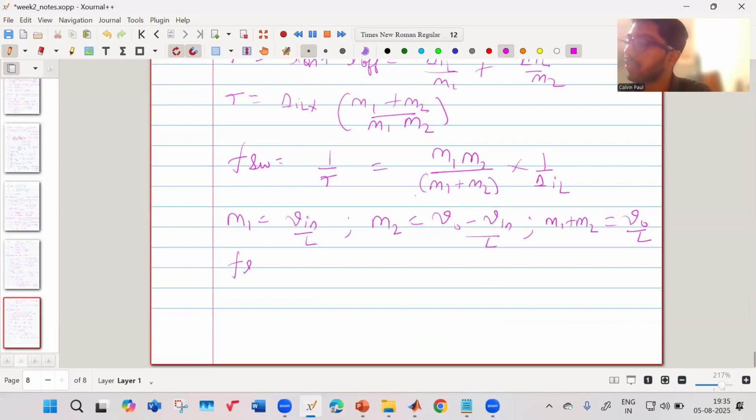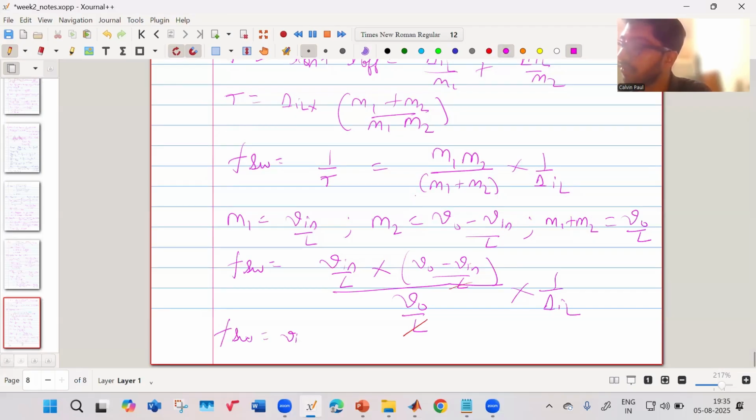So your switching frequency is equal to M1 is V in upon L. M1 plus M2. So M2 is V output minus V in upon L. M1 plus M2 is V output upon L into 1 upon delta IL. So 1 L gets cancelled. So your switching frequency expression is what? V in into V output minus V in upon V output into 1 upon L into 1 upon delta IL.